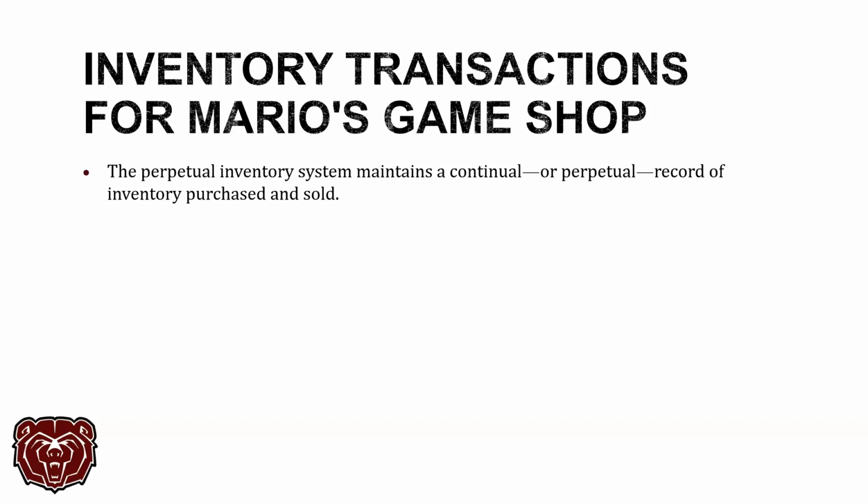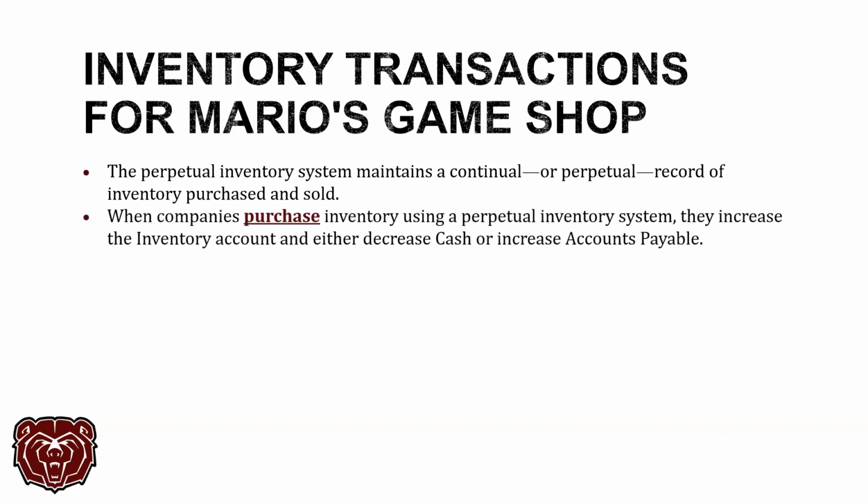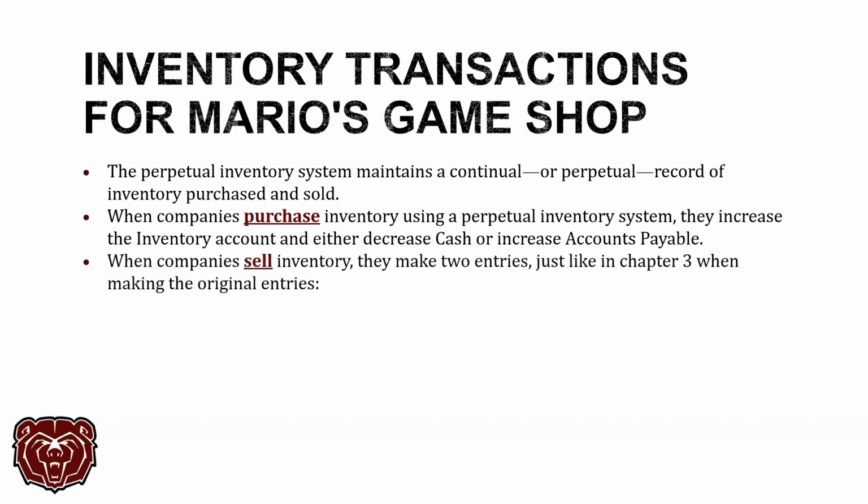Now remember, when we complete a purchase using the perpetual inventory system, we increase the inventory account directly. And then you're either going to increase cash or you're going to increase accounts payable, depending on how you paid for it.